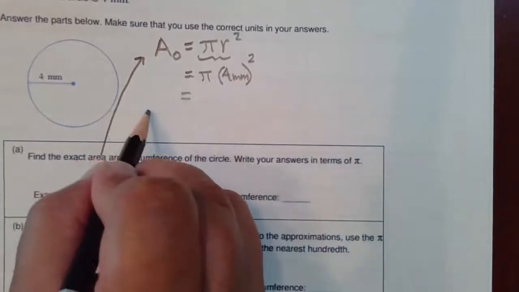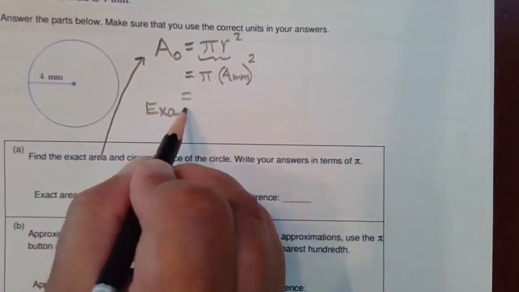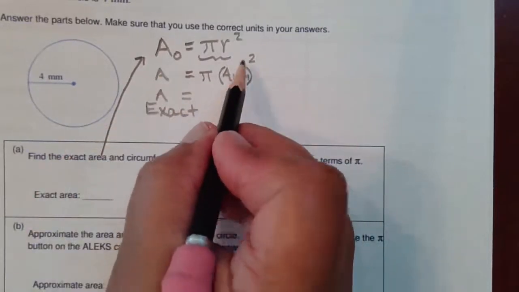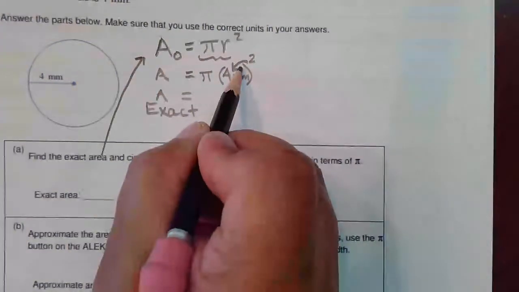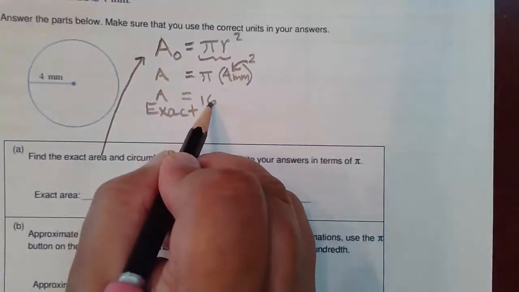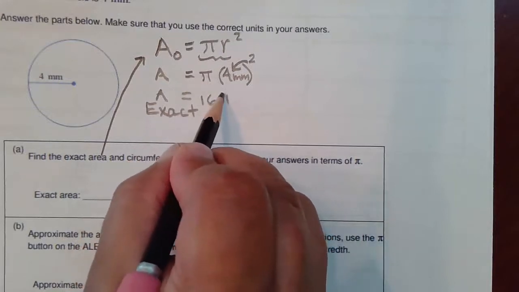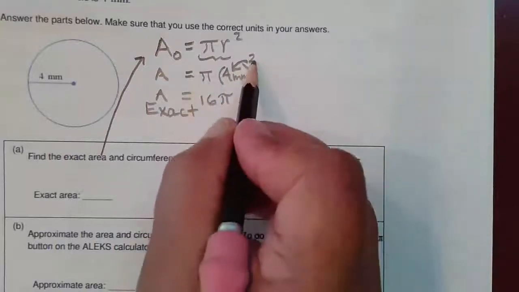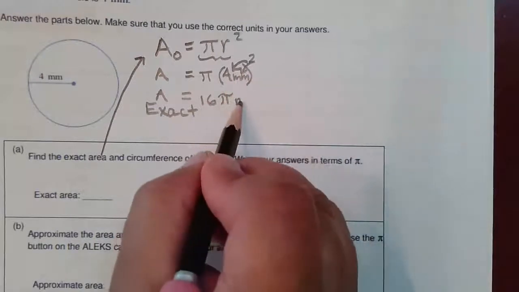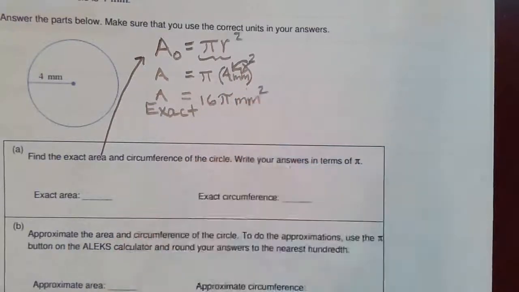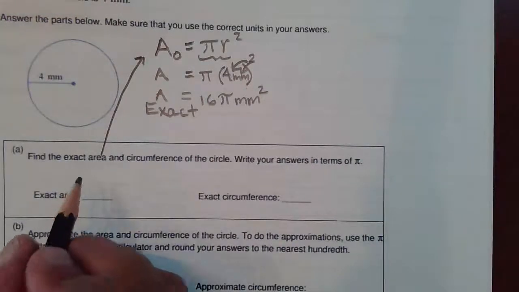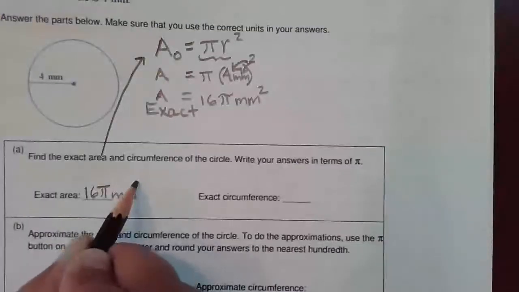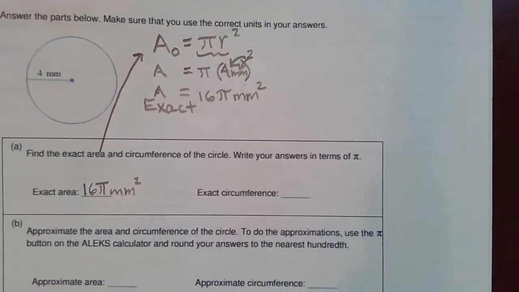Okay, now this is what we call an exact answer. I'm just going to write it a little bit more nicely. Usually the number will be written first. Don't forget to square it like the formula says. So that will give you 16 times pi. We usually write the number that results from squaring here, which is 16, then the pi symbol, and then the units. So it's millimeters squared. Okay, so the exact area, 16 pi millimeters squared. I think that's right from the test.